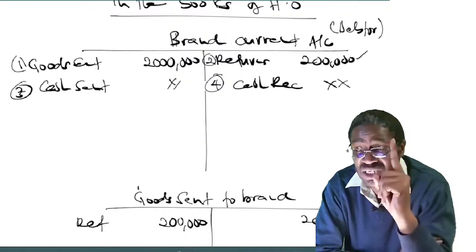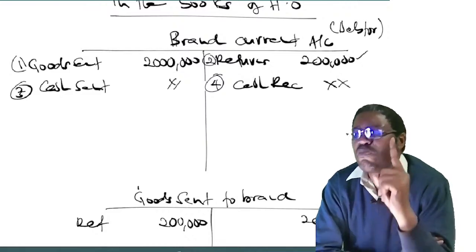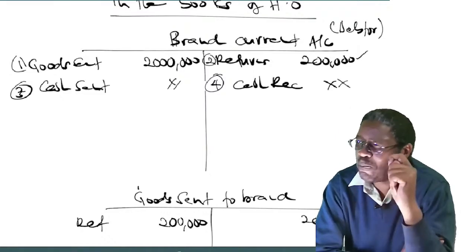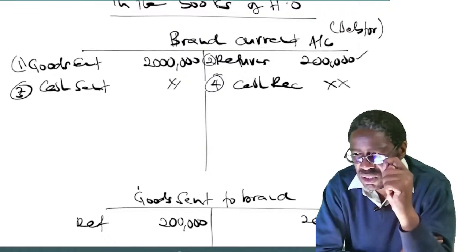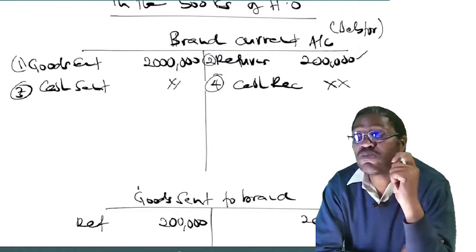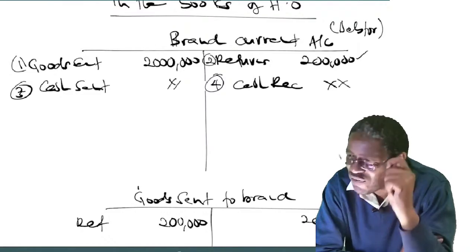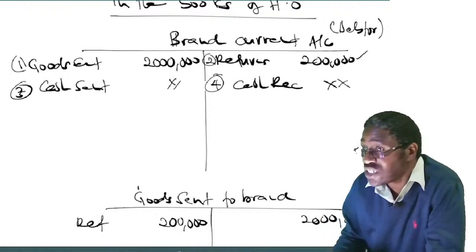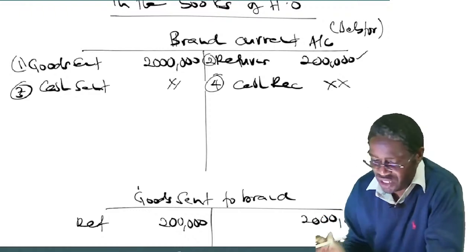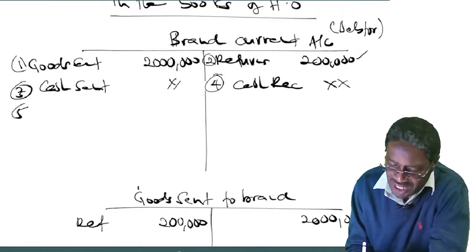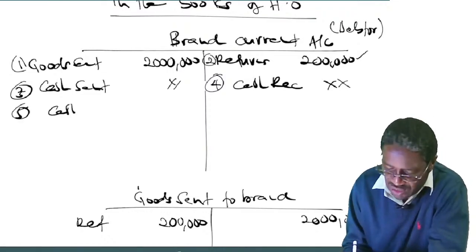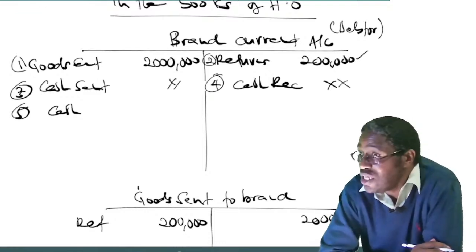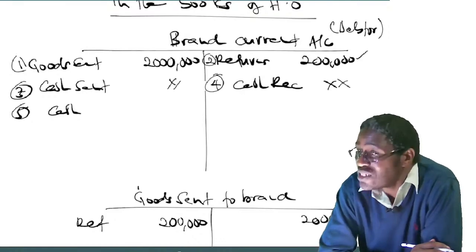So number 5 we are saying is this. With any branch expenses paid for by the head office on behalf of the branch, then you as a head office, you need to charge that branch. So you will debit the branch current account and you will credit cash. Remember, you are the one paying. You as a head office, you are the one paying for that expense. So you will debit the branch current account.